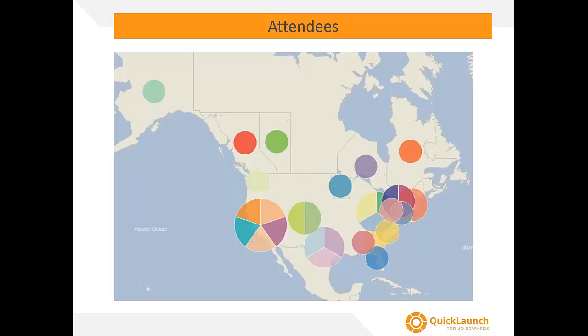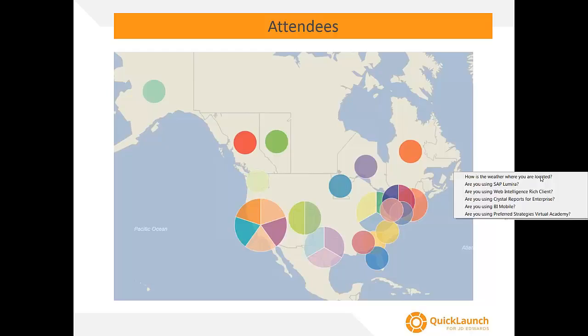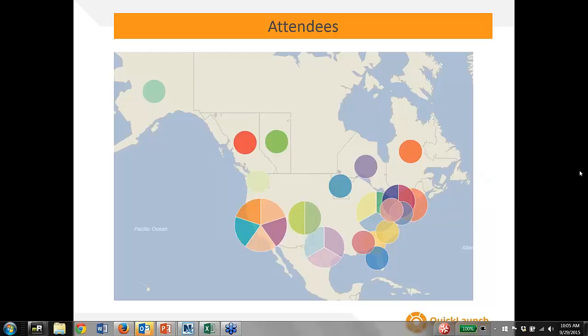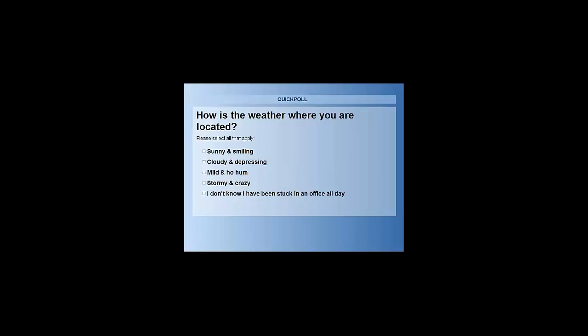So this is the breakdown of who was pre-registered as of a few days ago. I'm going to go ahead and launch a poll here just to get some interaction going. You should see a poll asking what the weather is like where you are located. The options are sunny and smiling, cloudy and depressing, mild and ho-hum, stormy and crazy, or I don't know, I've been stuck in an office all day. Let's keep that open for another 10 seconds or so, and then we'll share those results.